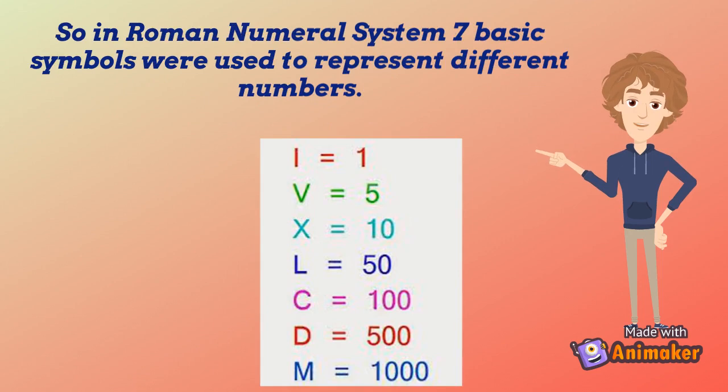So in the Roman numeral system, 7 basic symbols were used to represent different numbers. The Roman symbols I, V, X, L, C, D, M stand for different Roman numbers. I stands for 1. V stands for 5. X stands for 10. L stands for 50. C stands for 100. D stands for 500. M stands for 1000.